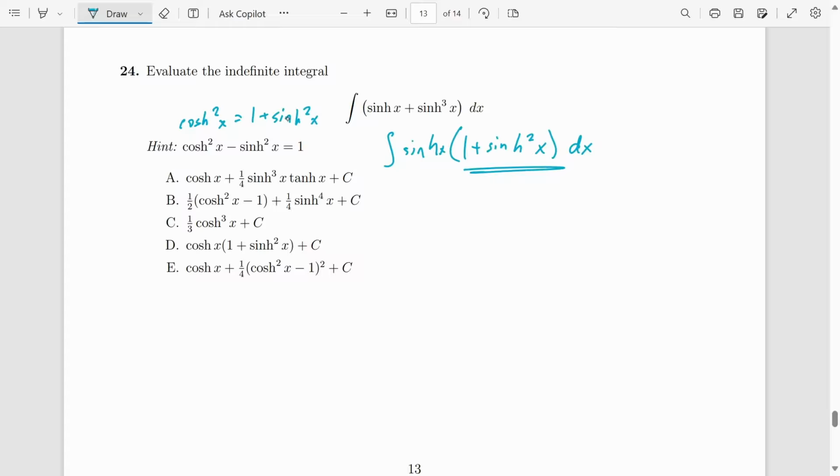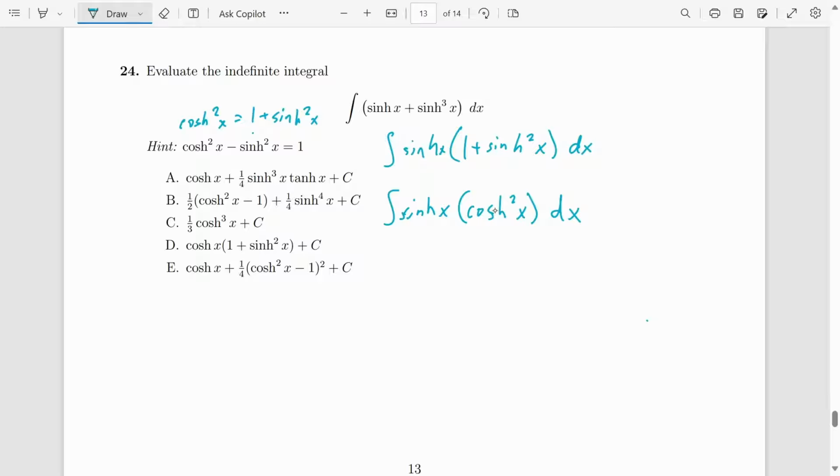Now you notice on the right here, now it's this exact form. The right-hand side of this equation is what we have in the function here. So we can go ahead and replace that with cosh squared. So this is going to be sinh x times cosh squared x dx.